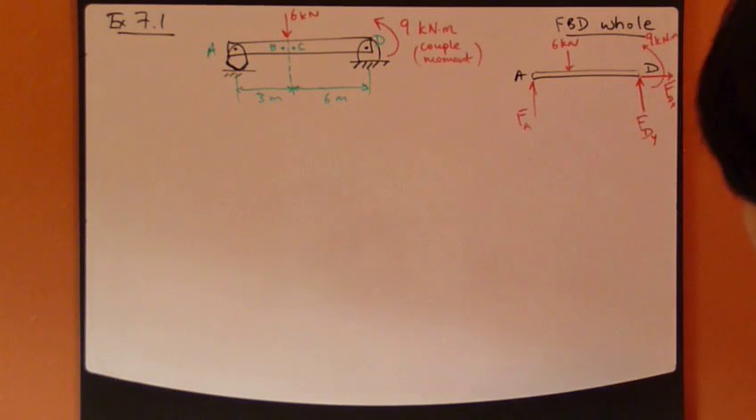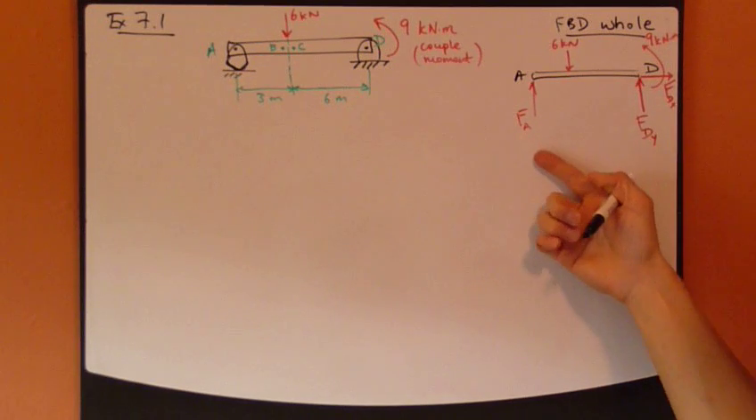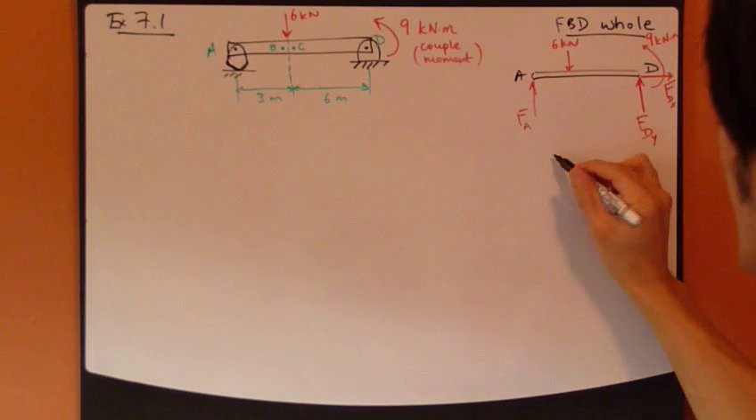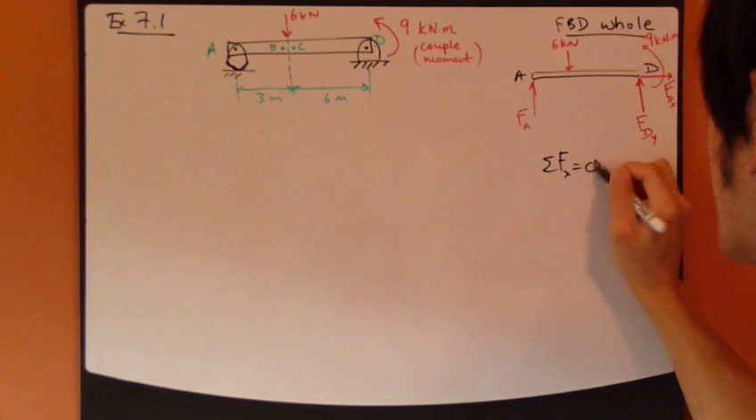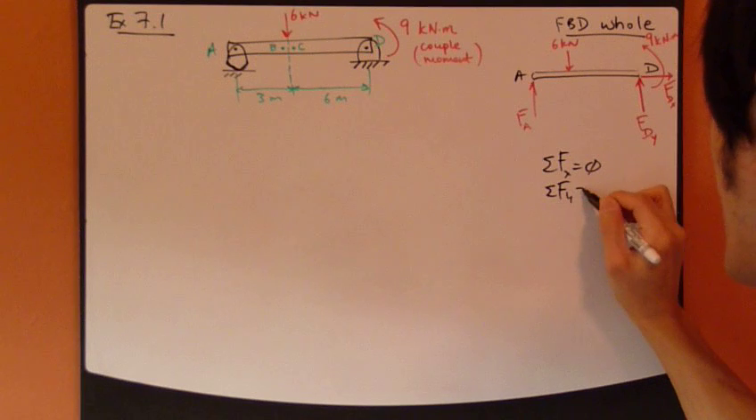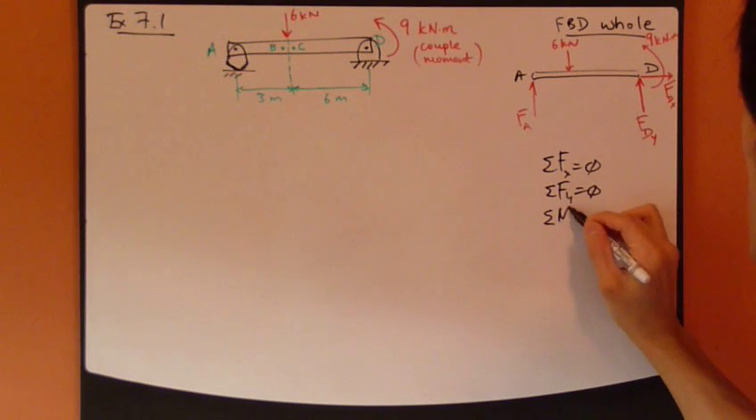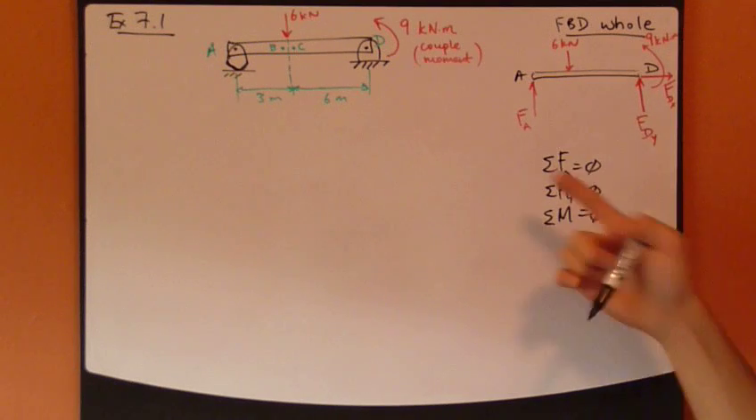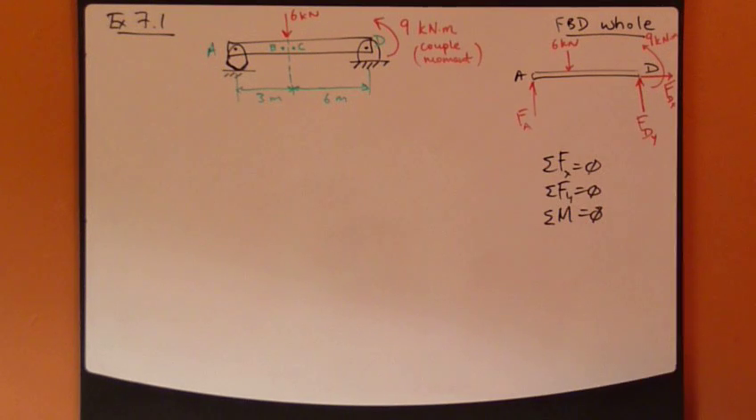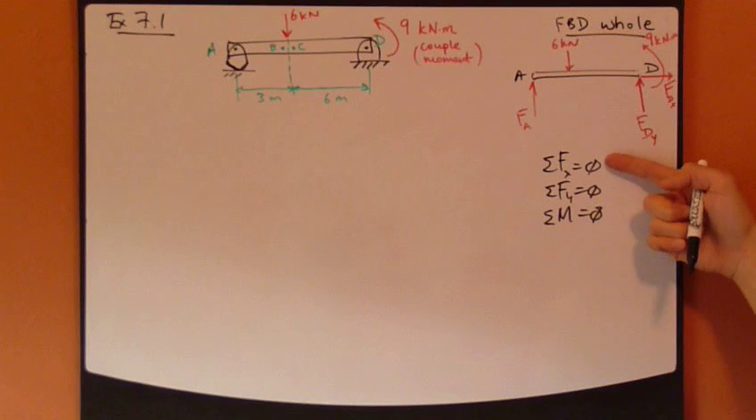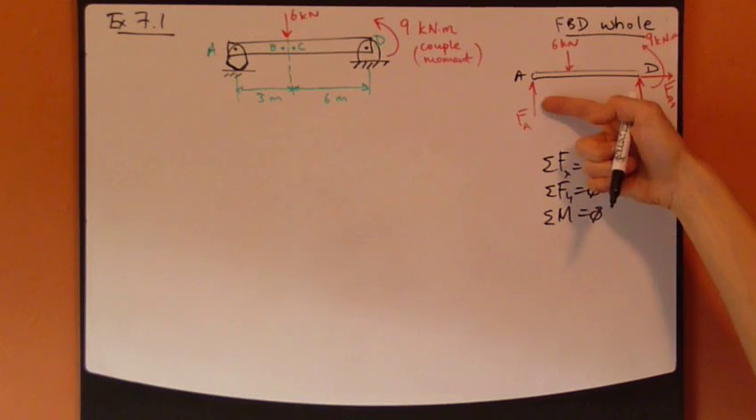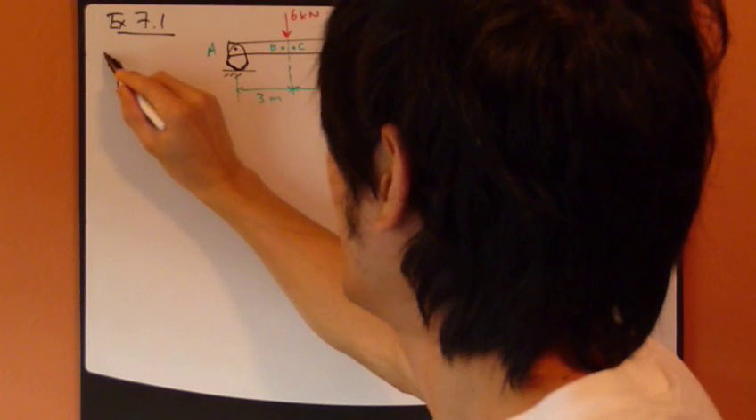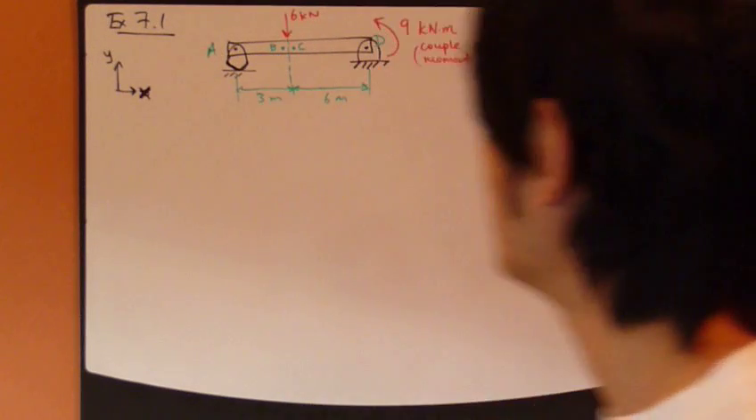How do I find FA? Well, what equation do I have? This AD has to be in equilibrium. So I have the sum of forces in X equals 0, the sum of forces in Y equals 0, and the sum of moments equals 0. Which equation will allow me to find FA? This is useless because FA is in the Y direction, where X and Y are defined this way, conventionally.